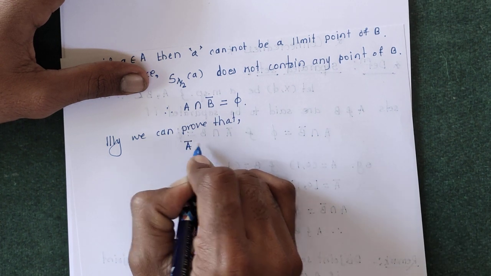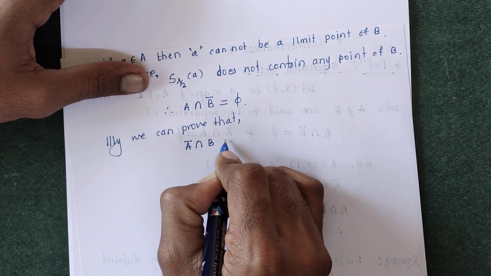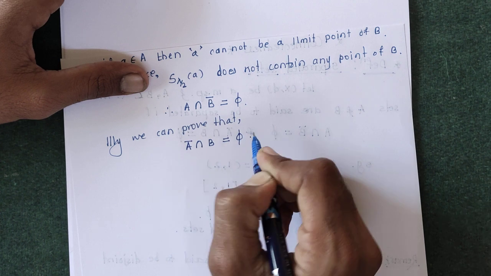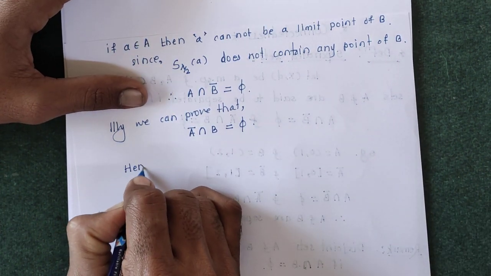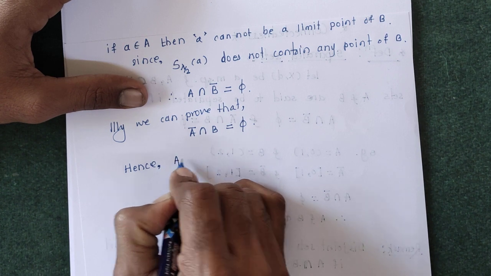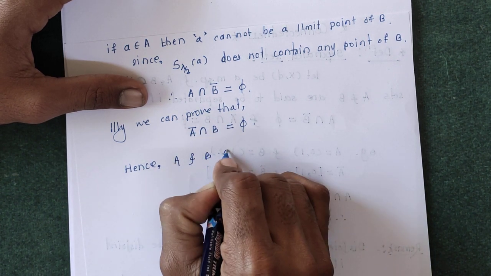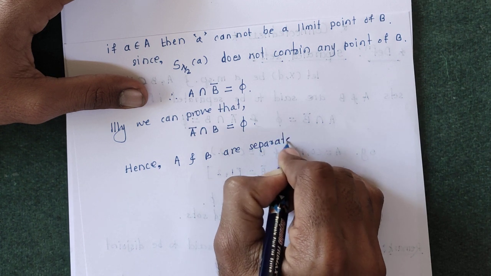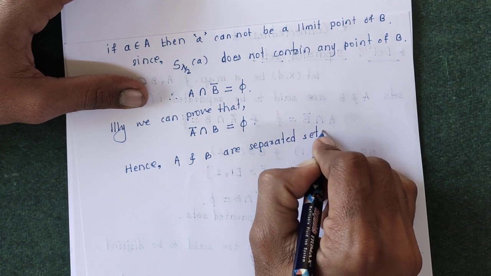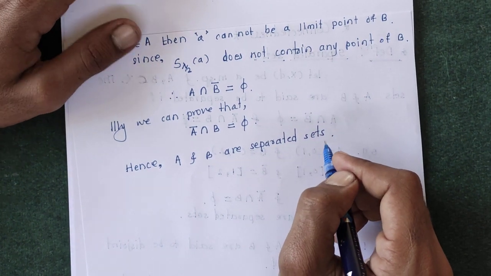A closure intersection B is empty. A closure intersection B is empty, hence A and B are separated sets. Hence the proof of the given theorem.